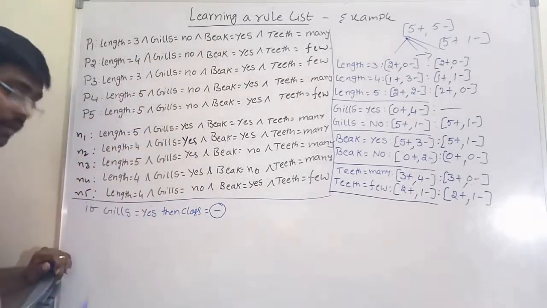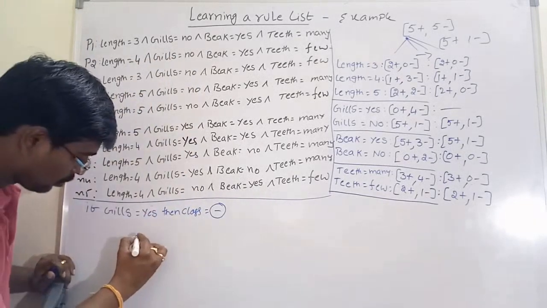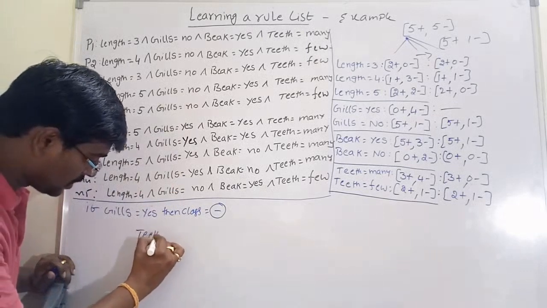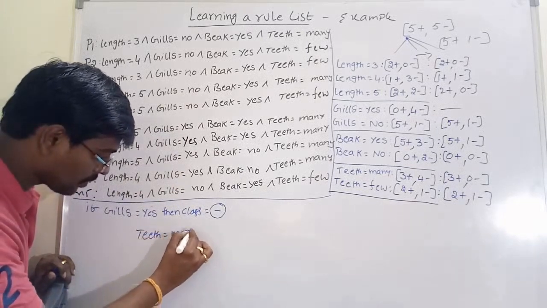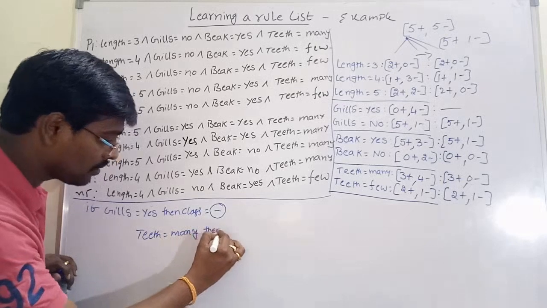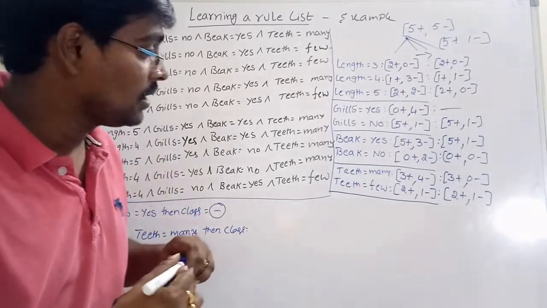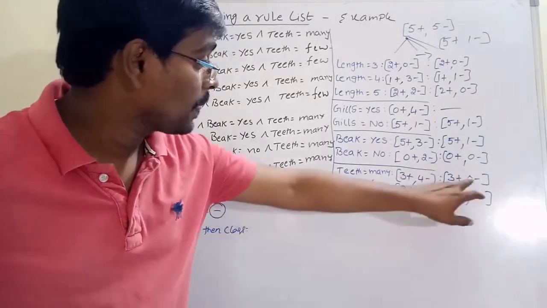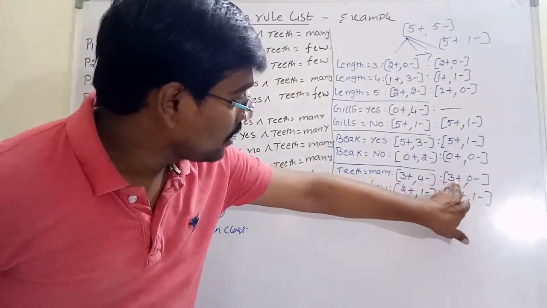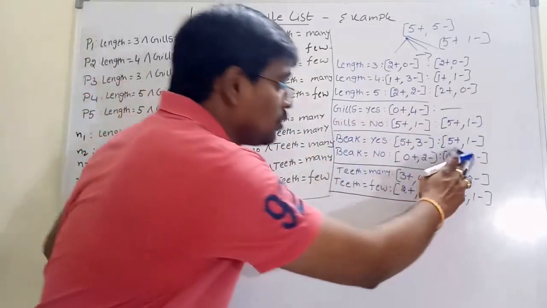Next, define one more rule. Suppose the rule is, if teeth is equal to many, then... which one are we assuming? Why are we assuming teeth? Suppose observe this one. We are defining, suppose 0, 0. There is no use of this one.